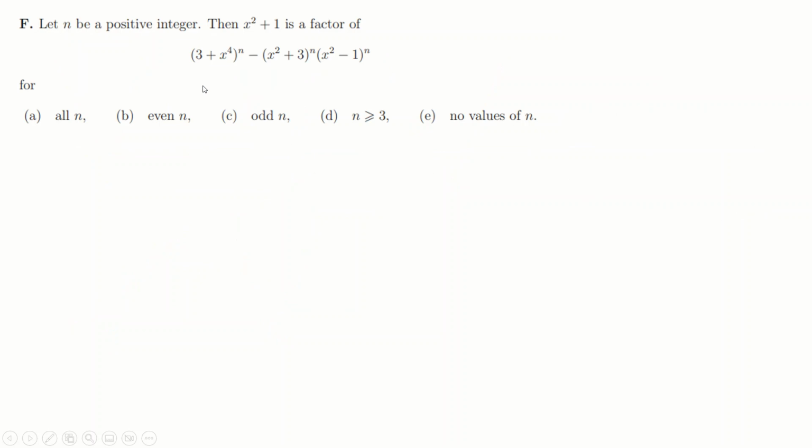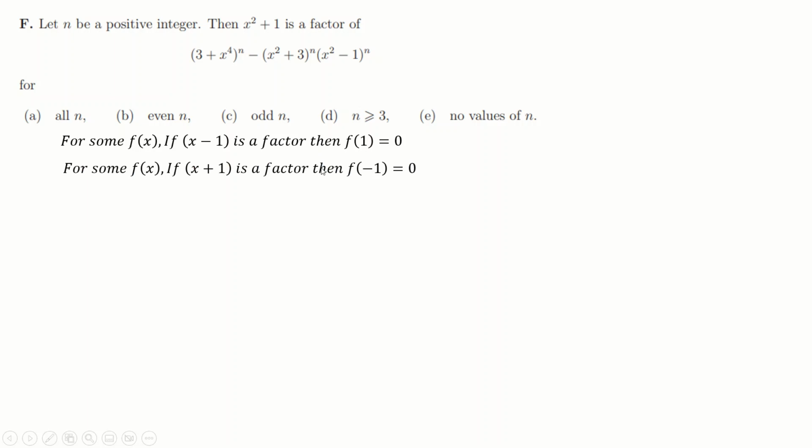Good. F, kind of an interesting question here. You just need to be very confident with factor theorem. So factor theorem says, for some f of x, if, for example, x minus 1 is a factor, then f of 1 is 0. So you use whatever x value makes this 0, and then the entire function becomes 0. So if x plus 1, then you use minus 1 in here, because x is minus 1 makes that 0, and then the entire function becomes 0.